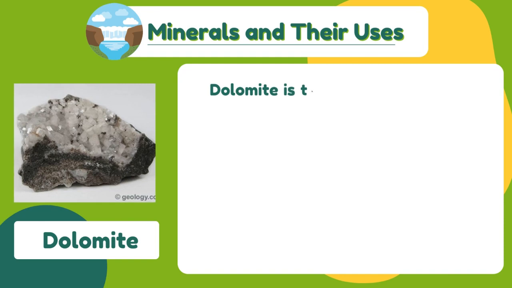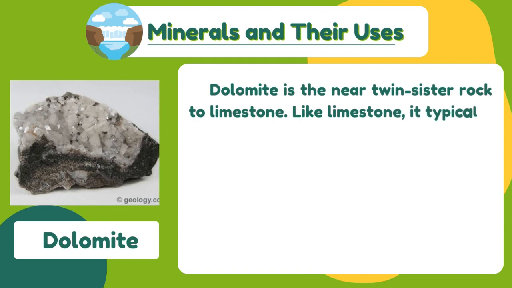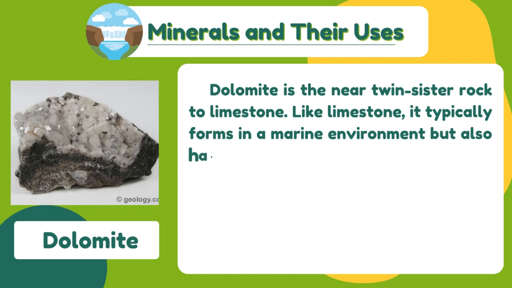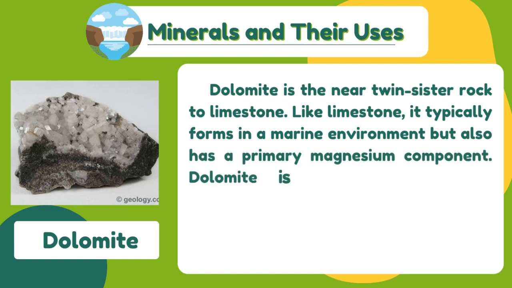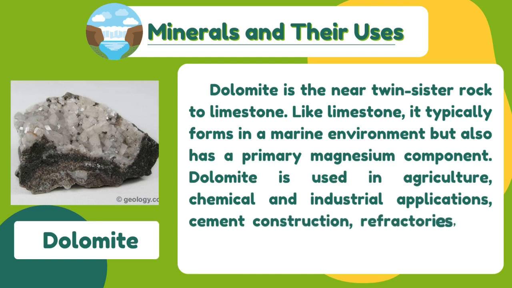Dolomite. Dolomite is the near twin sister rock to limestone. Like limestone, it typically forms in a marine environment, but also has a primary magnesium component. Dolomite is used in agriculture, chemical, and industrial applications, cement, construction, refractories, and environmental industries.